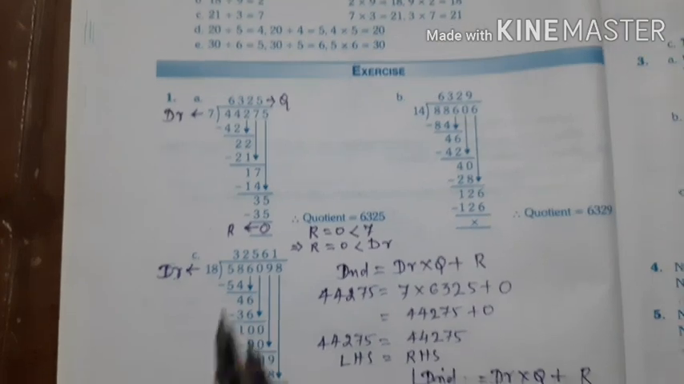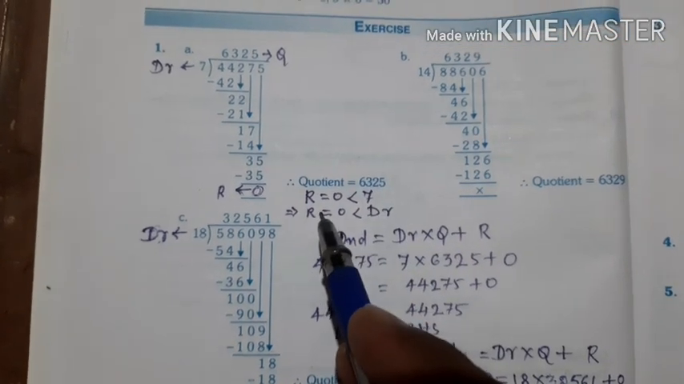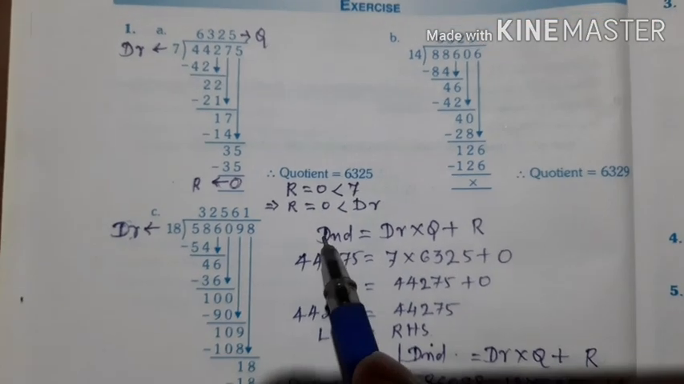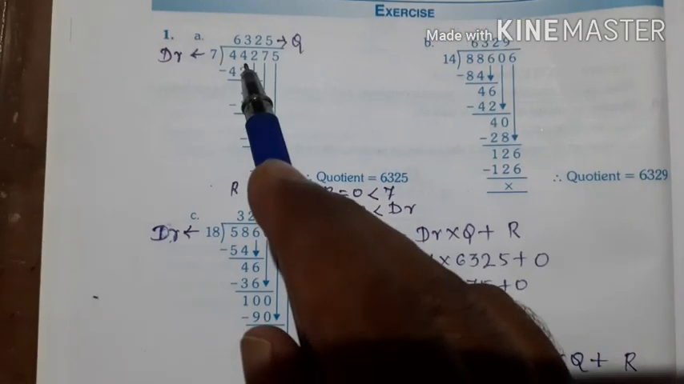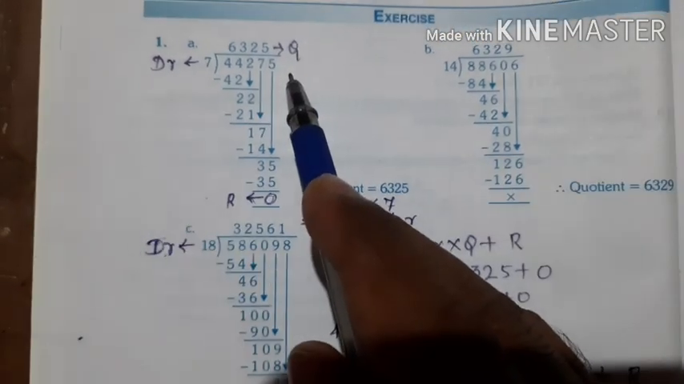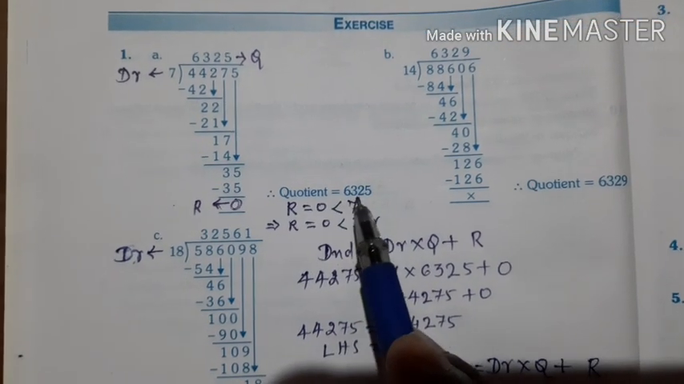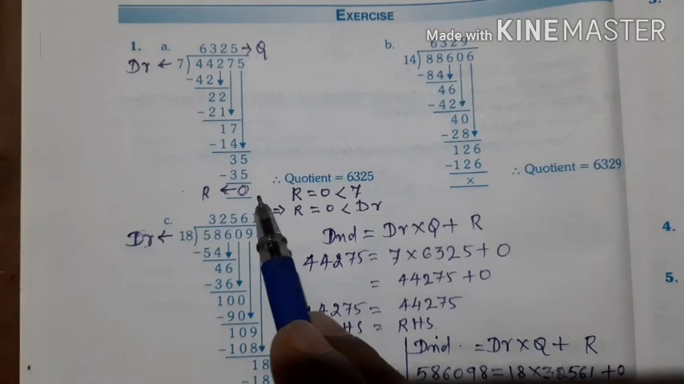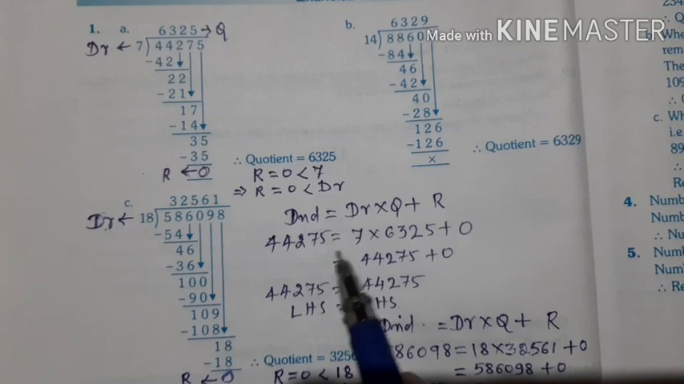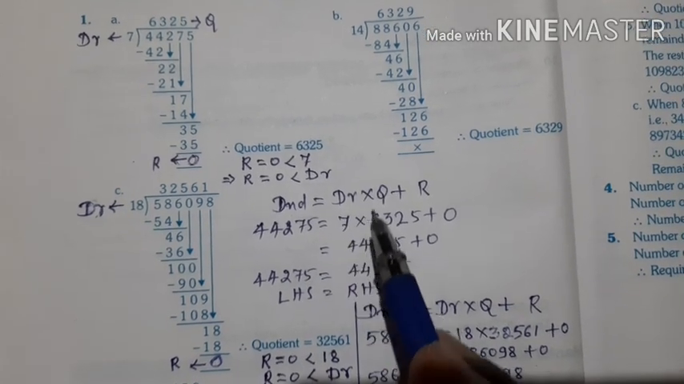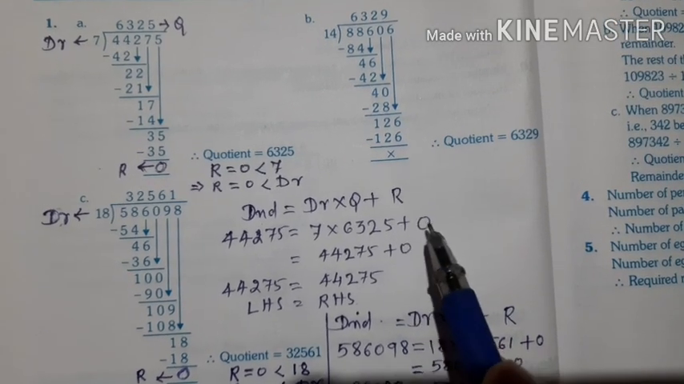Here let us verify the division by applying the rule, division lemma. Dividend is equal to divisor into quotient plus remainder. Here dividend is 44,275, divisor is 7, and quotient is 6,325, and remainder is 0. Therefore, dividend 44,275 is equal to divisor 7 into quotient 6,325 plus remainder 0.